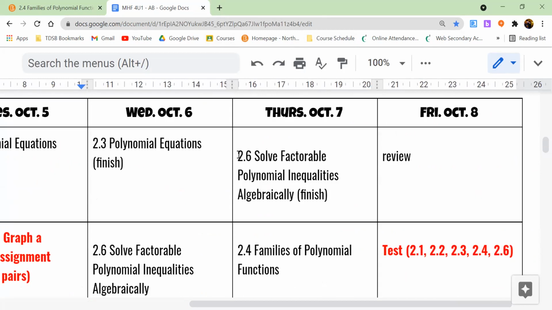Luckily we were able to get through inequalities pretty easily on Wednesday. So that's why today is a lot lighter. Okay. Listen up. People in the back.